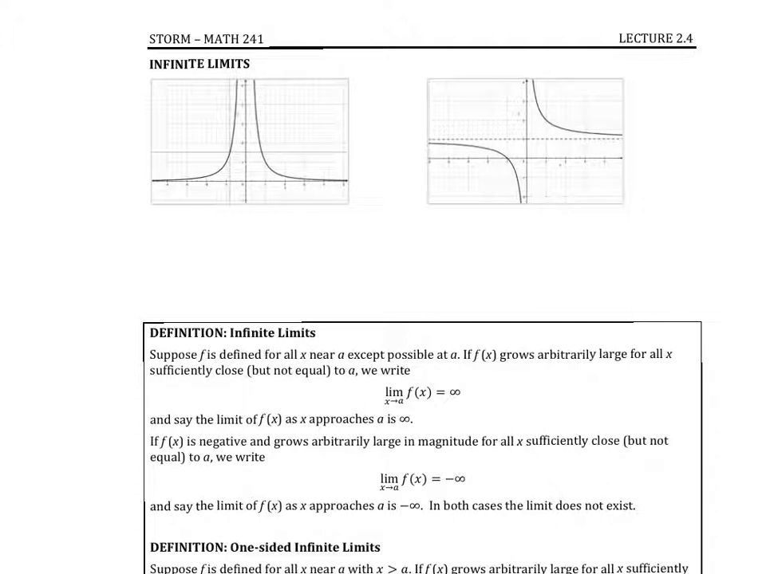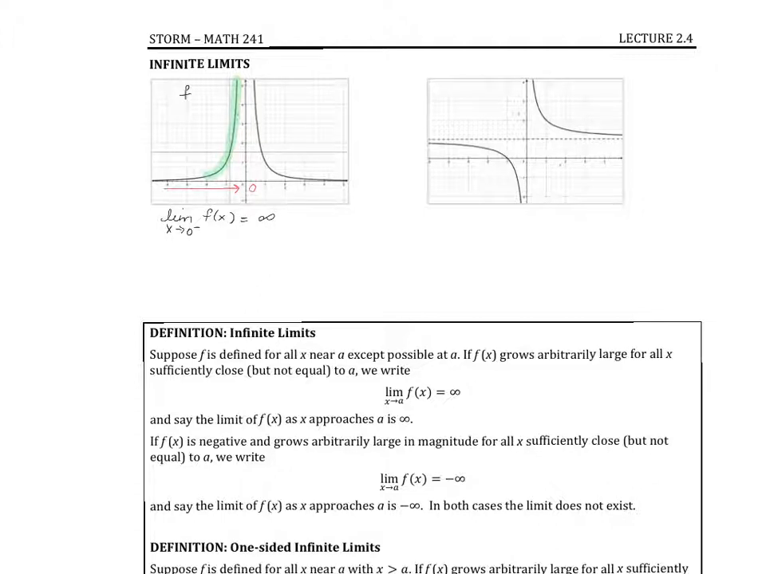So in this first graph, let's just look at what happens as we approach 0. As we come in from the left and our x values get closer and closer to 0, what's happening to the y values is they're going up to positive infinity. So I would write the limit as x approaches 0 from the left of this function f of x is equal to positive infinity.